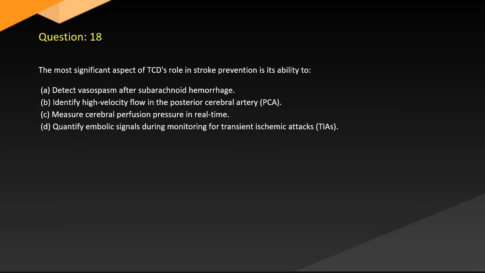Question 18. The most significant aspect of TCD's role in stroke prevention is its ability to: A. Detect vasospasm after subarachnoid hemorrhage. B. Identify high-velocity flow in the posterior cerebral artery, PCA. C. Measure cerebral perfusion pressure in real time. D. Quantify embolic signals during monitoring for transient ischemic attacks, TIAs.